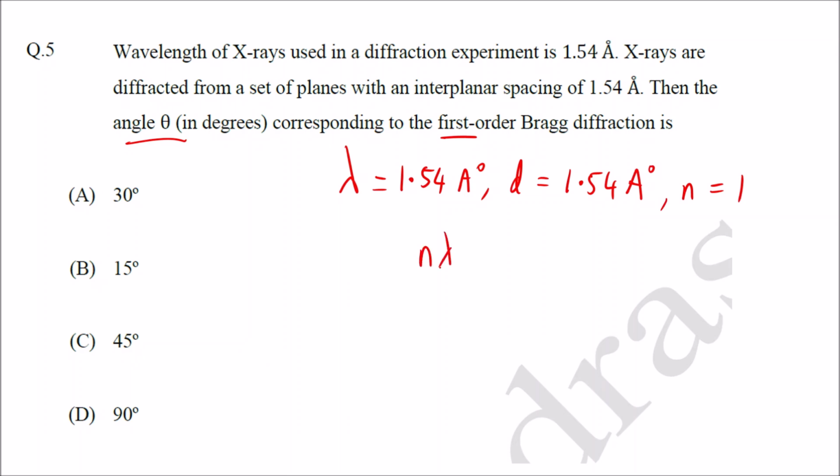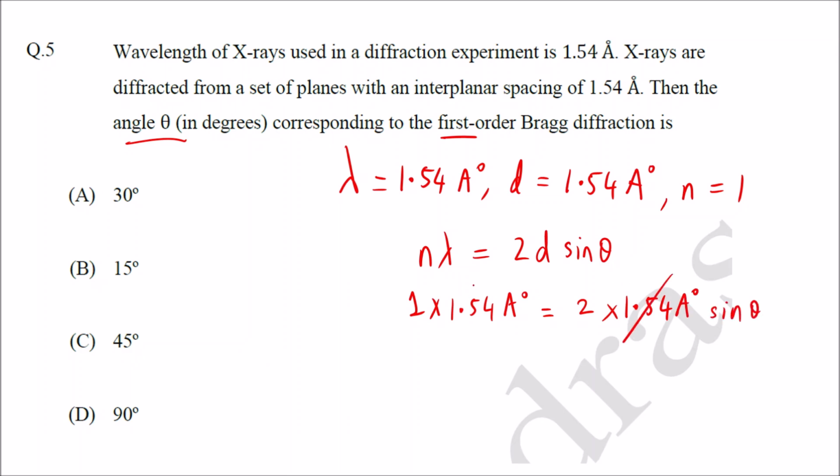So we have to use basic Bragg's law of diffraction. n lambda is 2d sine theta. Substitute all the values. n is 1. Lambda is 1.54 Angstrom. 2 into d value is also 1.54 Angstrom into sine theta. This gets cancelled. Sine theta, 2 will come here. Sine theta will be half.